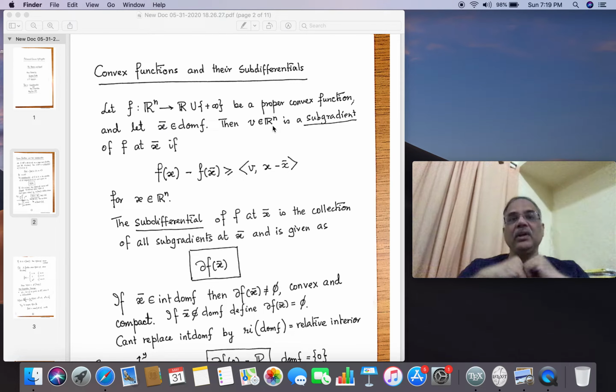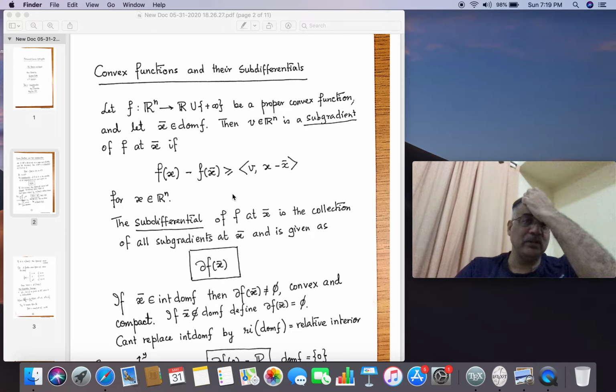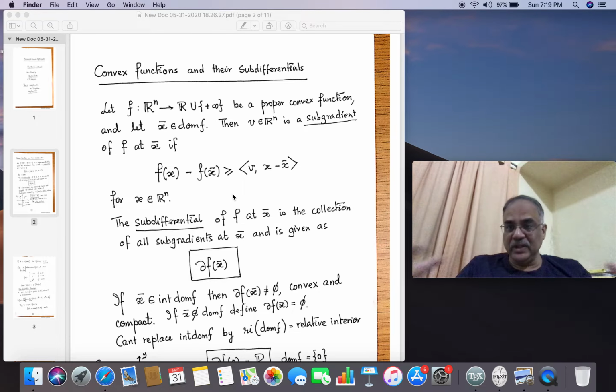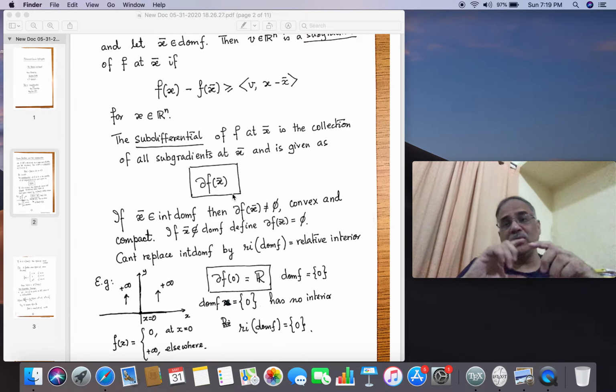and if x bar is in the domain of f, which we call dom f, then v, an element of R^n, is a subgradient of f at x bar if this inequality, f(x) minus f(x bar) is greater than or equal to the inner product between v and x minus x bar, holds true. The subdifferential of f is the collection of all these subgradients, and you know all these things already. Now suppose the domain has an interior, so it's a full dimensional convex set.